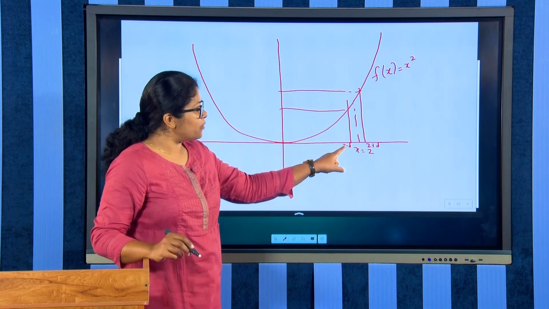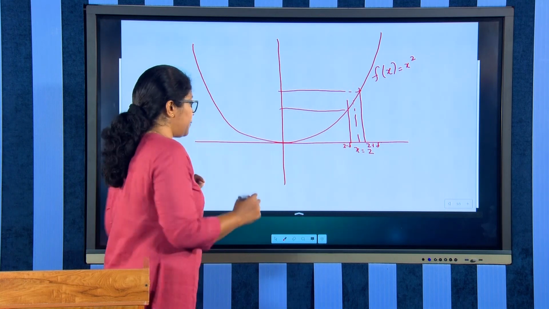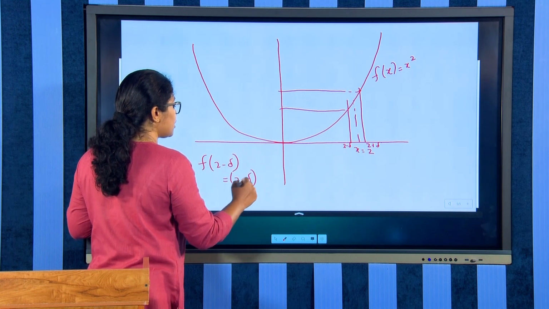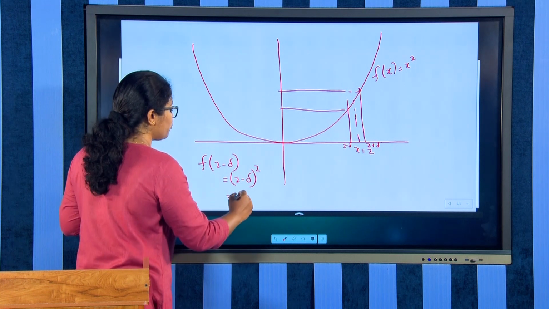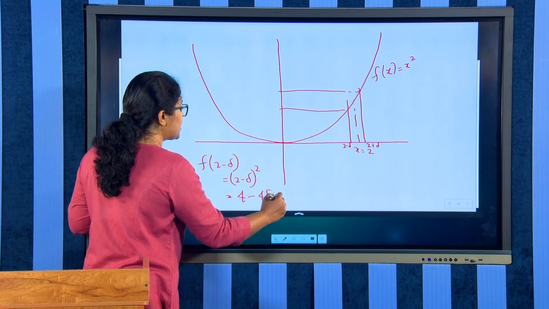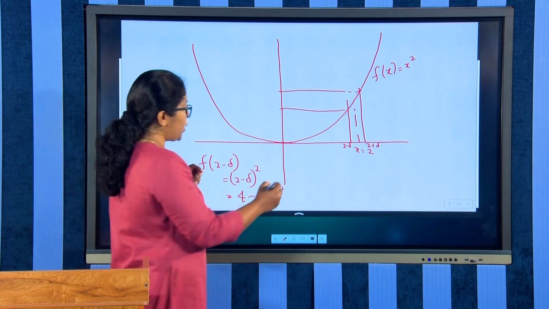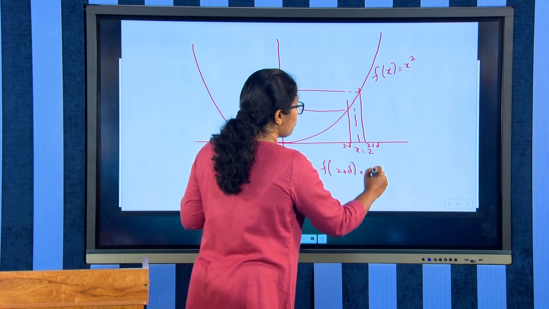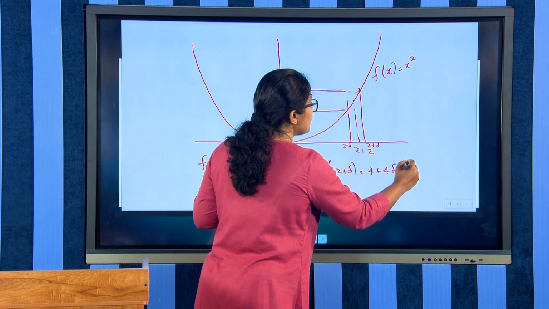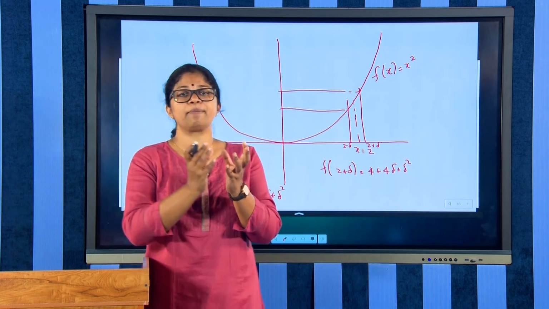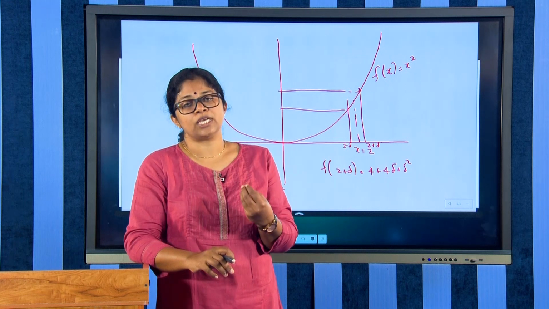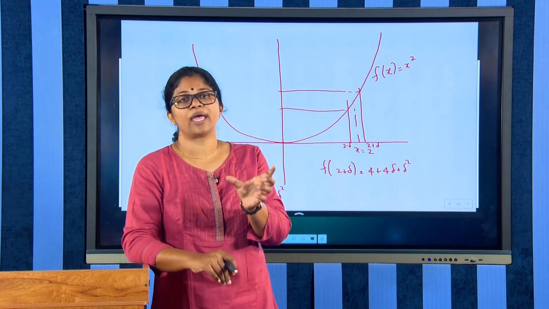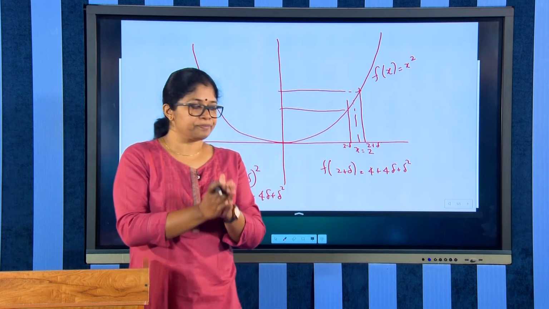So, when you apply the value 2 minus delta to the function, f of 2 minus delta will be equal to 2 minus delta the whole square, which is equal to 4 minus 4 delta plus delta square, and when you put f of 2 plus delta, this will be equal to 4 plus 4 delta plus delta square. So, remember this delta and epsilon are very small positive real numbers. It is like 0.1 or 0.5 or 0.05. Between 0 and 1 we are placing this delta and epsilon.